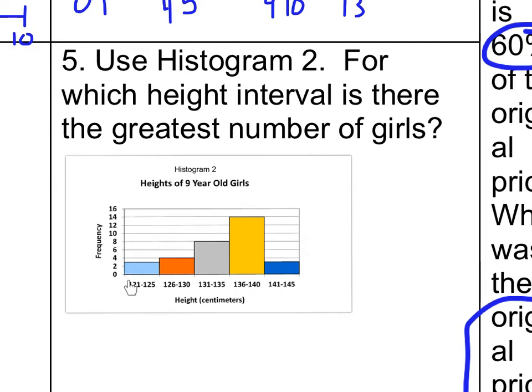We had a big range of heights from 121 all the way to 145. And to make a bar graph of all that would be a lot. So you can combine them into groups and make less bars, right? And obviously this bar has the most girls at 14. So the answer would be 136 to 140 centimeters, because it tells you that it's centimeters right there.